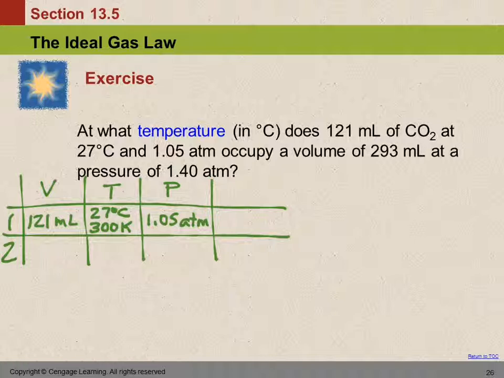Next number, 293 milliliters. That's the same unit as one of the other ones, so I don't want to put this in a new column. In my columns, I'm matching up quantities and units. 293 milliliters is a volume, so I'm going to have 293 milliliters over here. And then 1.40 atmospheres, that's another pressure, so I'll put that one in the pressure column.